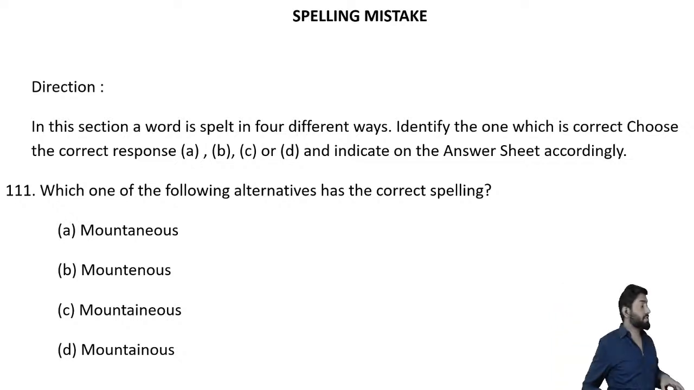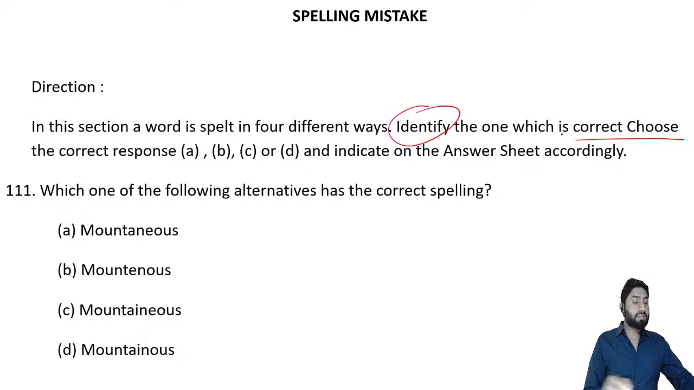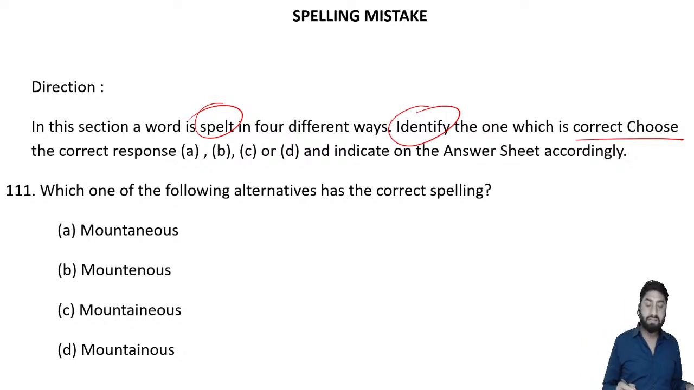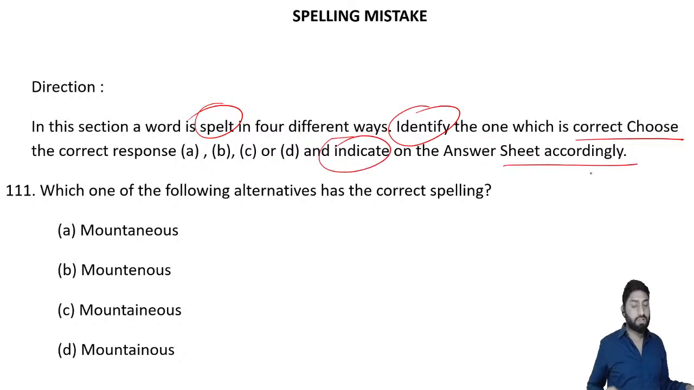Yes, so spelling mistakes. Let's begin with the instruction. In this section, a word is spelled in four different ways. Identify the one that is correct. Spelled in four different ways, you have to identify which is correct and indicate your answer in the answer sheet accordingly.